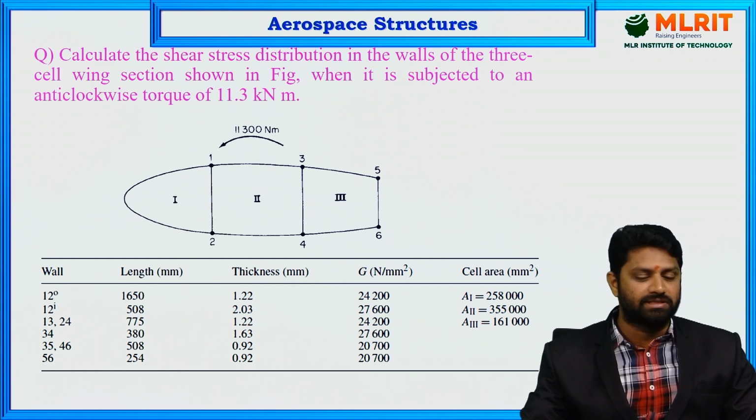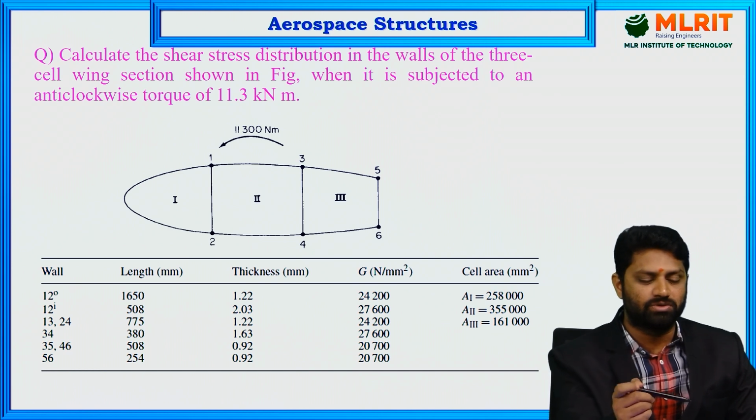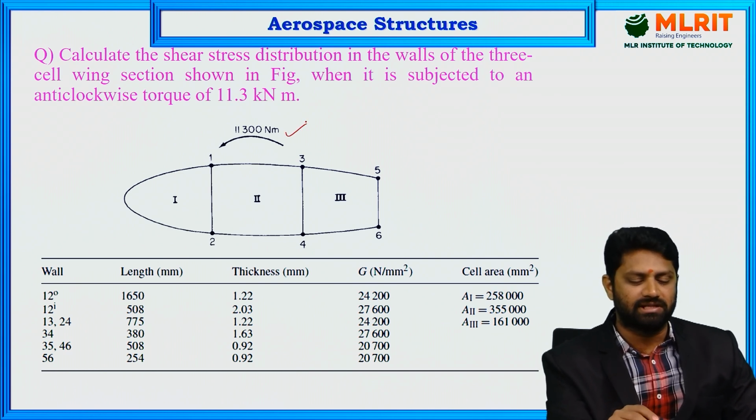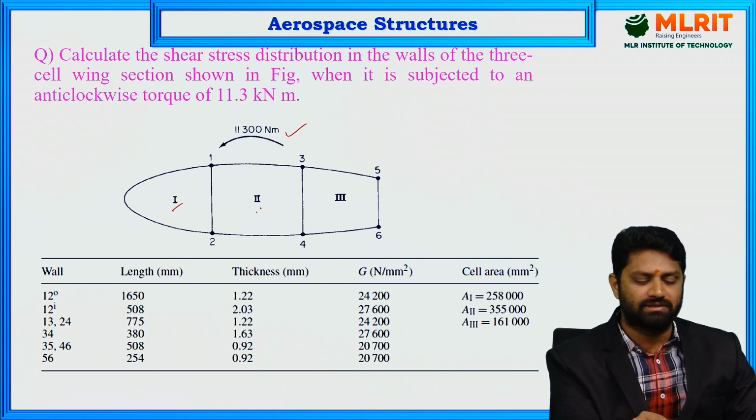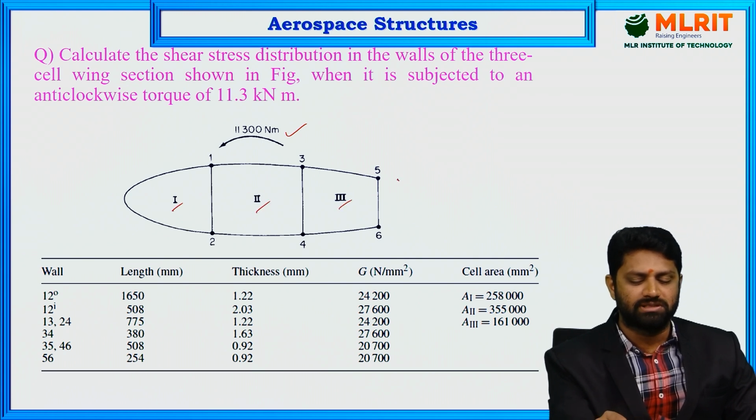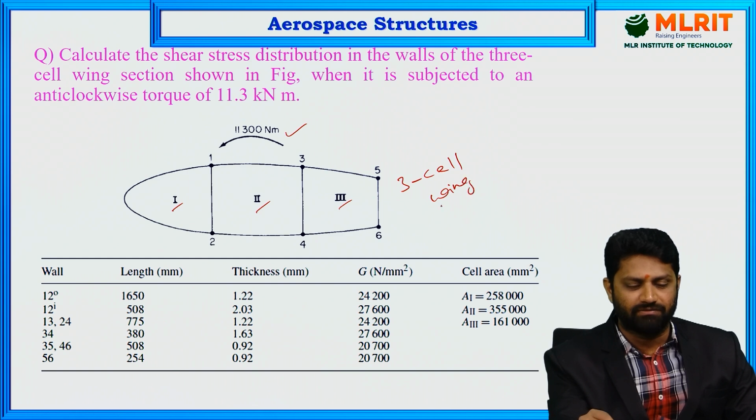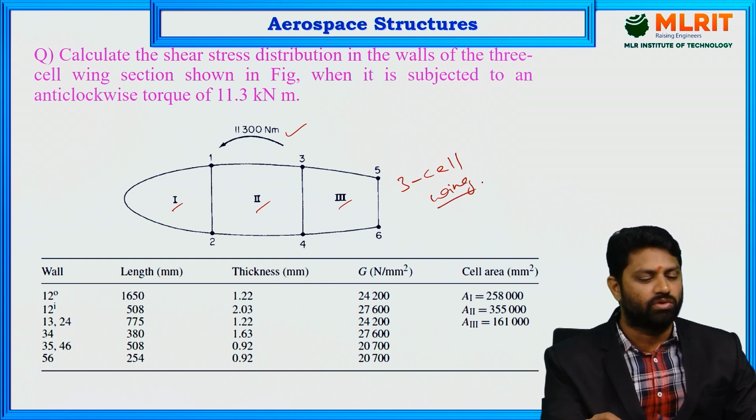This is again a wing cell, in which a torque of 11,300 Newton meter is applied simultaneously on all the three cells. He has given cell 1, cell 2, and cell 3. So in fact it is a 3-cell wing section that is given to us. So what is he asking to calculate?